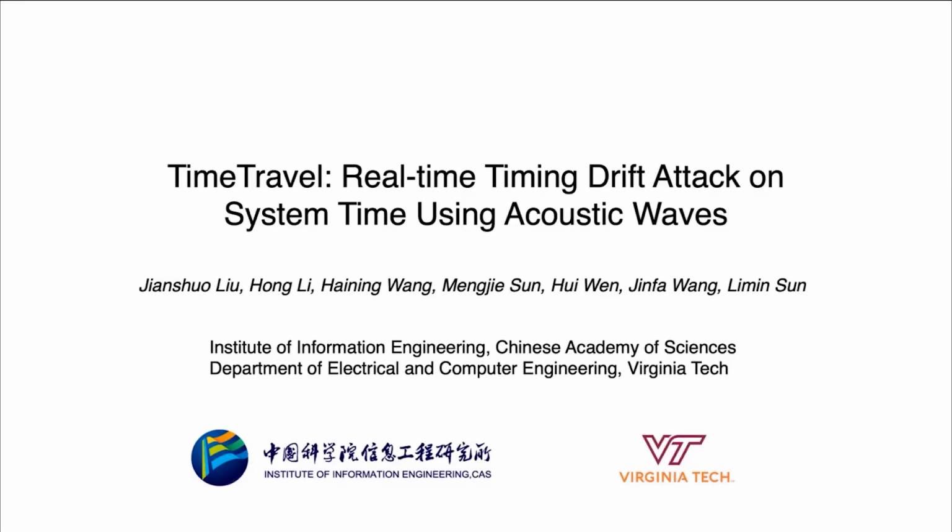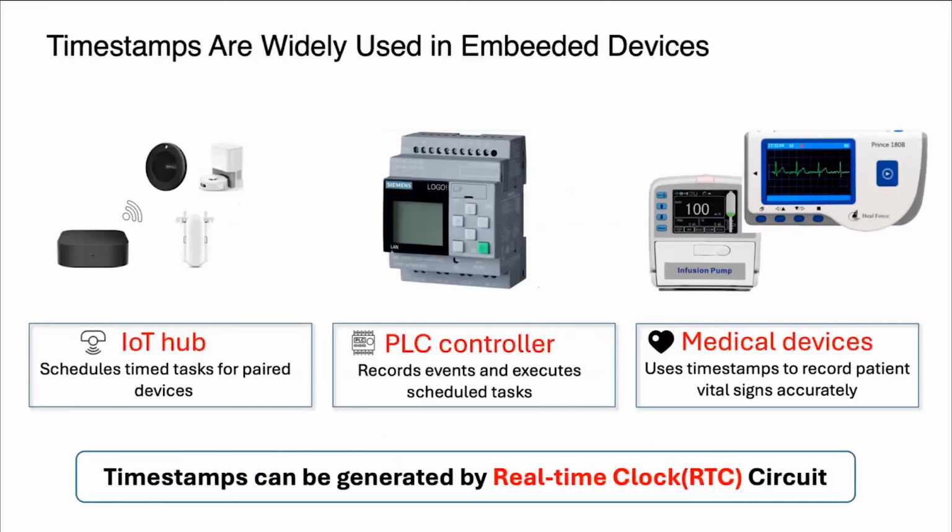In this work, we reveal one physical vulnerability of real-time clock circuits, which lets a malicious user make a device's internal timestamp run fast or slow without touching it.